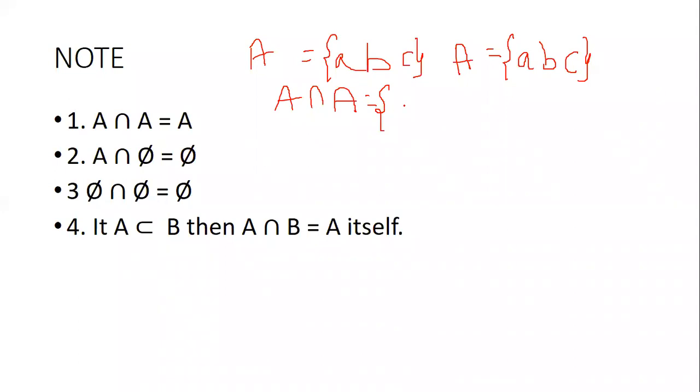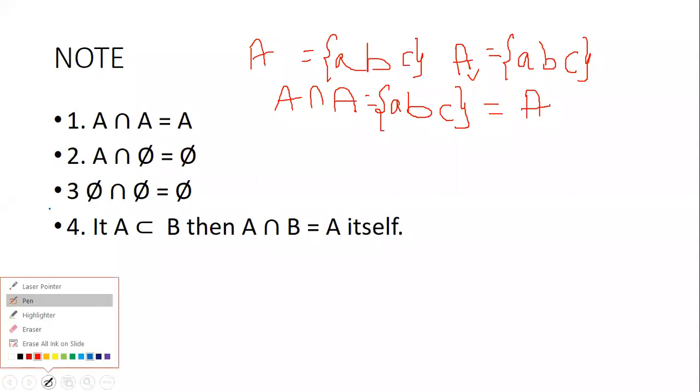A, B, C, because A, B, and C are common. Which is nothing but set A again. So that is what we are trying to prove. A intersection A is A itself. So that was the first note.